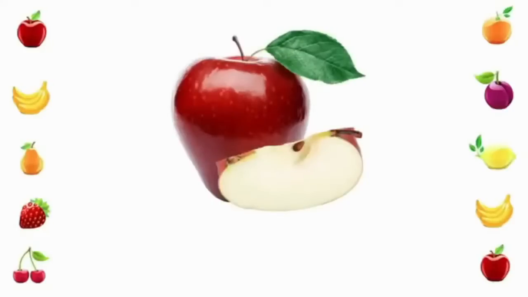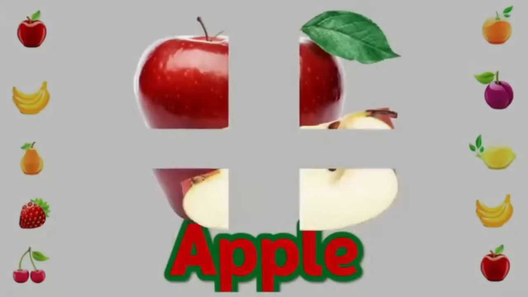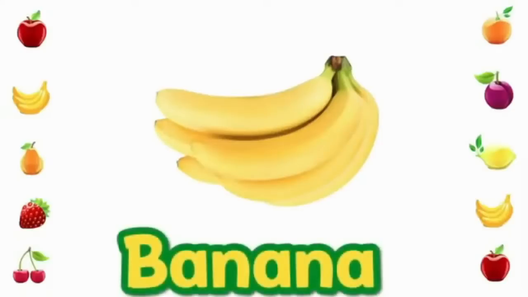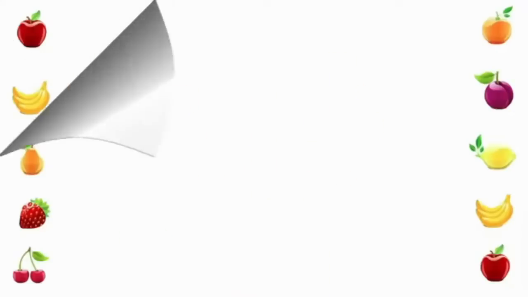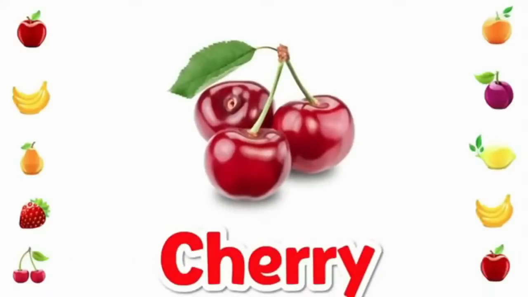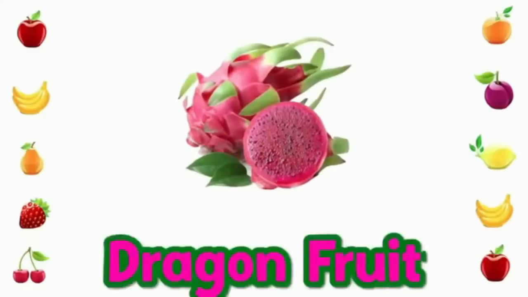A for apple. A, P, P, L, E. Apple. B for banana. B, A, N, A, N, A, banana. C for cherry. C, H, E, R, R, Y. Cherry. D for dragon fruit. D, R, A, G, O, N, F, R, U, I, T.